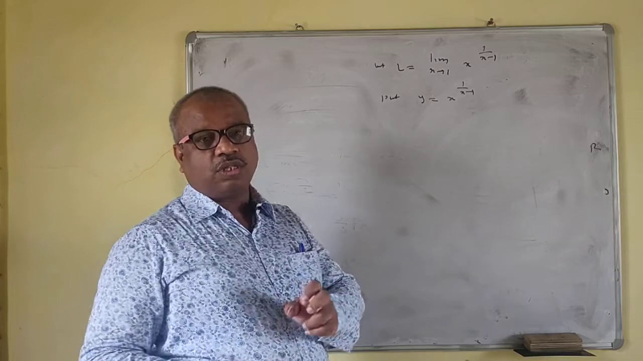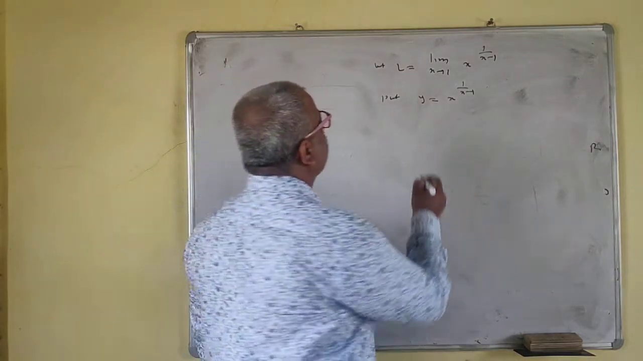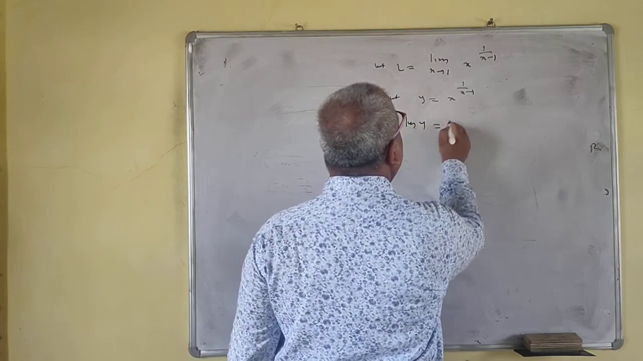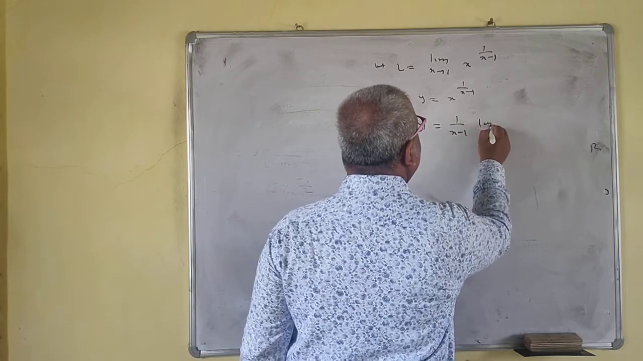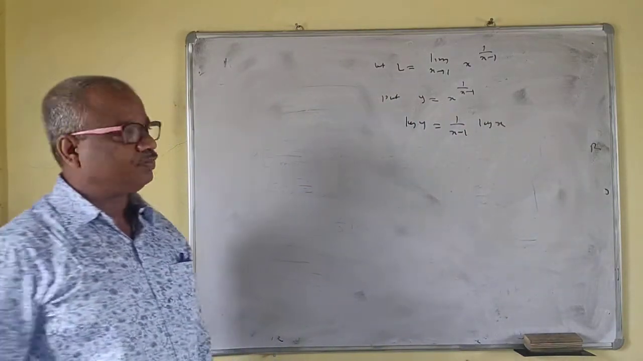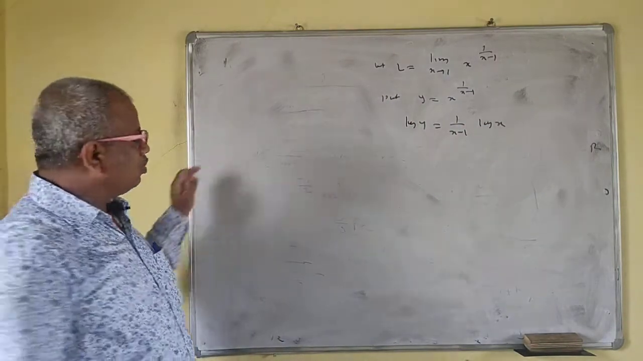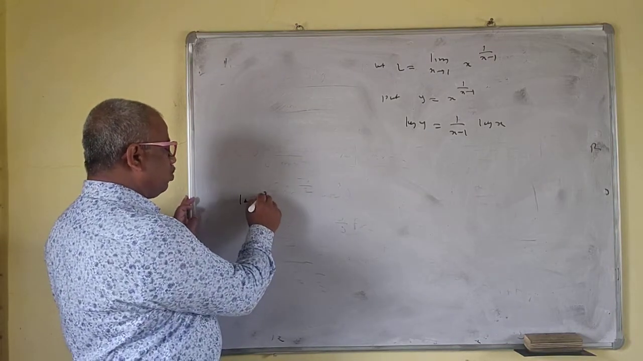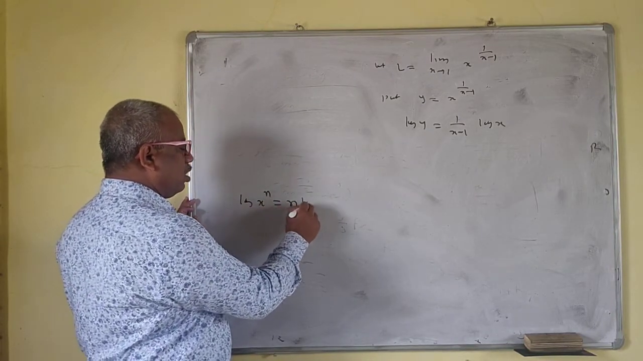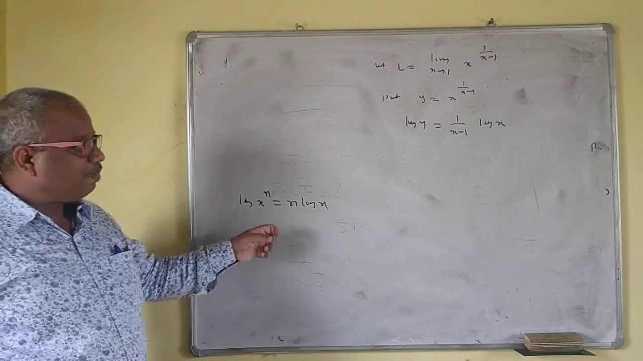He can remove the power to the power form. So we'll take a log on both sides. So log of y is equal to 1 upon x minus 1 into log x. Right? So the power we have to bring down. You know that log of x to the power n is equal to n log x. So we are applying that rule here.